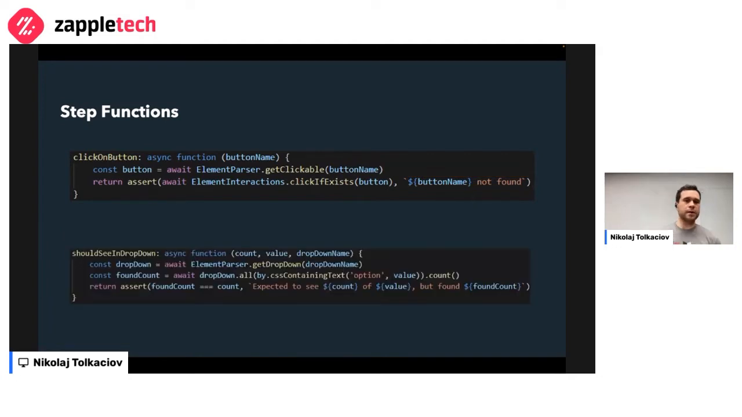Another example, a little bit more complex. So, I should see something in the dropdown. And again, we're using the element parser, and we give it the dropdown name, and it gives us the dropdown. So we can check all options which contain the value we're seeking in that dropdown, and we get the count of that. If the count is as expected, then it's fine. If not, again, we are writing quite an informative error message. So in this case, I expected to see 7 of toilet paper, but found 0, something that we can relate to in the pandemic, right? So it would be more informative.